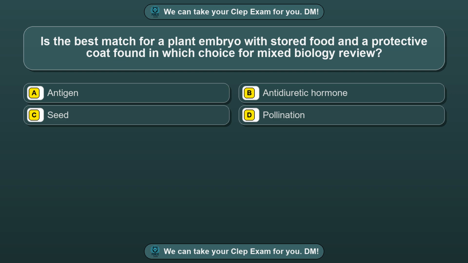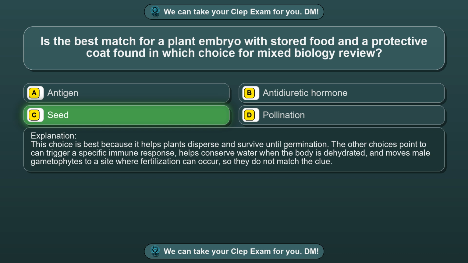Option A, antigen. Option B, antidiuretic hormone. Option C, seed. Option D, pollination. The correct answer is option C, seed. This choice is best because it helps plants disperse and survive until germination.